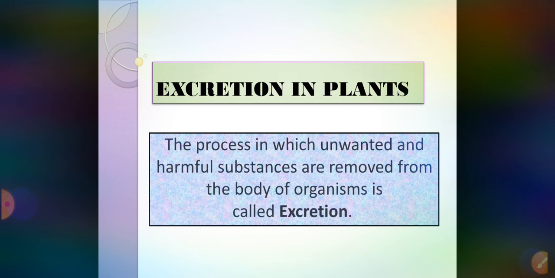Well, children, in the last class we saw the excretion system in animals, isn't it? So you remember the various parts of the excretory system in human beings. But in today's class we are dealing with excretion in plants. Excretion is the same definition we learned in the last class: the process in which unwanted and harmful substances are removed from the body of organisms is called excretion. Okay, children? Next.